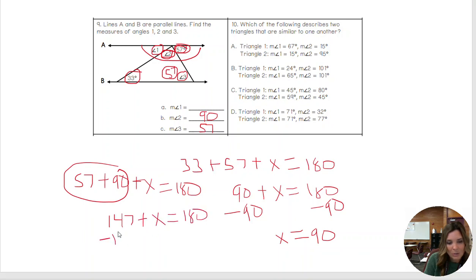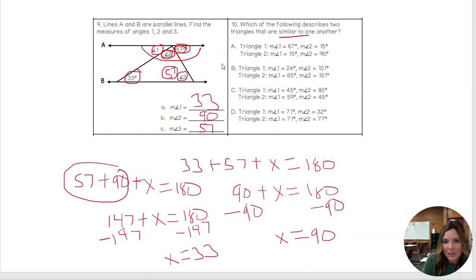And then when you subtract 147 from 180, you end up getting 33. So that means the measure of angle 1 is 33. Okay. On the next one, it says, which of the following describes two triangles that are similar? Now, if triangles are similar, that means that their angles are the same.